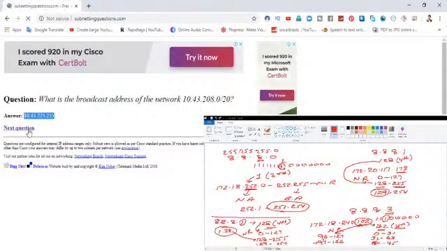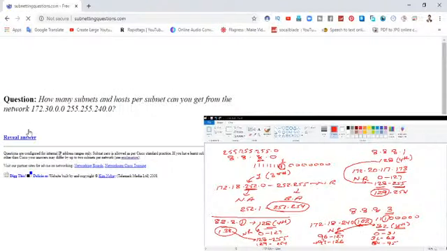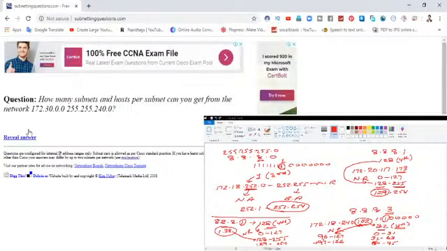Now, next question. How many subnets and hosts per subnet can you get from the network? The answer would be 4096 network and 4094 host. Check the answer. Sorry, my mistake. It's a class B. So 16 network and 4094 host. 4 bits are on for the network. That is why it's 16 network and 4094 host.